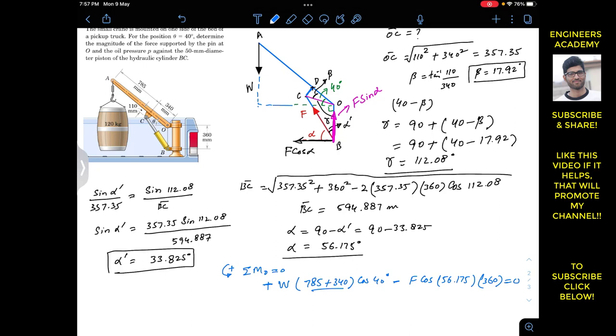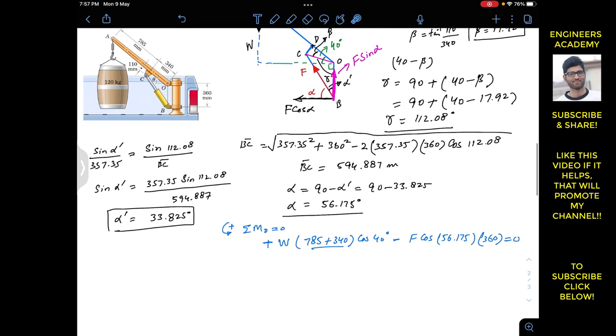Now keep in mind that I'm not going to convert the units into meters, since we are considering these in mm and these in mm. So when we divide both of these units, they will cancel out each other, and we will be left with the force magnitude in newtons. So if you convert the units into meters, you will get that same answer.